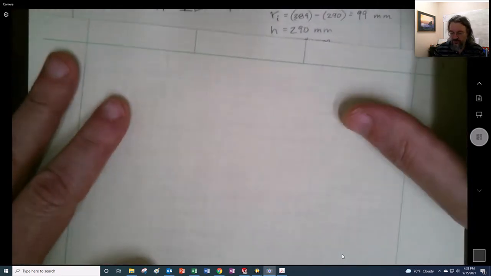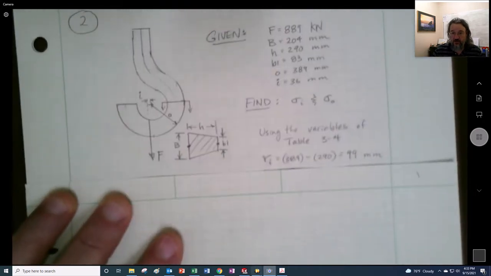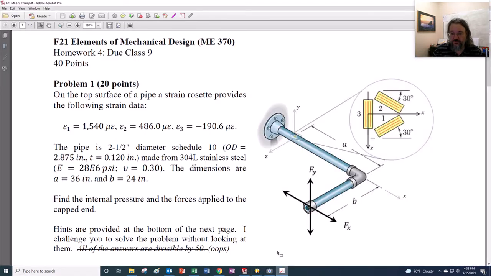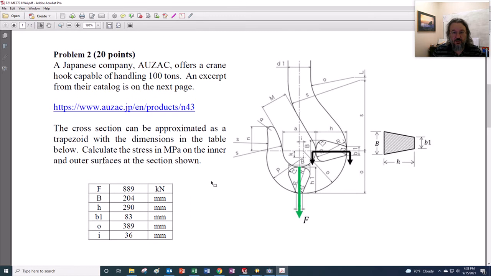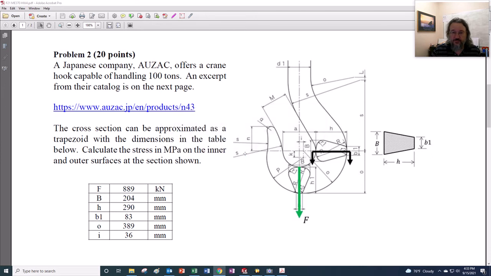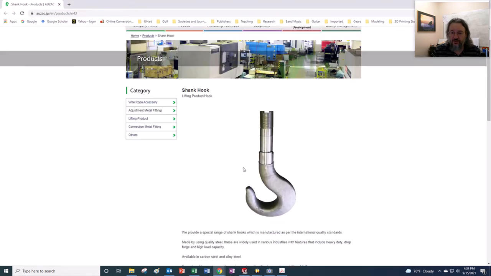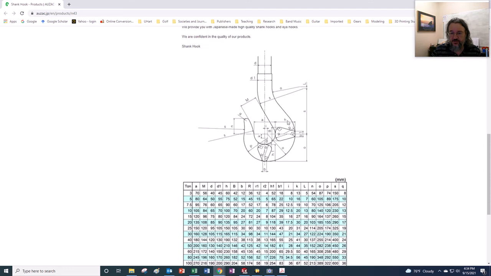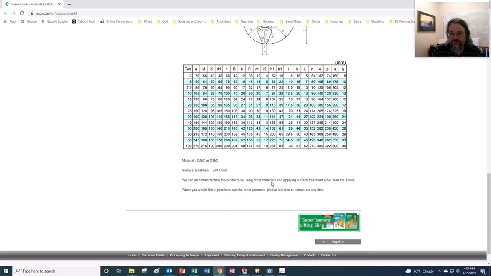And the next problem was a curved beam. Let's take a look at the original problem here. I went and did some searching online, and I found a manufacturer of very large hooks for cranes, and this is actually a real company. You could go to this website here, and I'll allow it. I'm a little afraid now not to allow it. I don't know where we're going to go, but if you go to this crane hook manufacturing company, there it is. There's the big hook, and here are some of the dimensions.